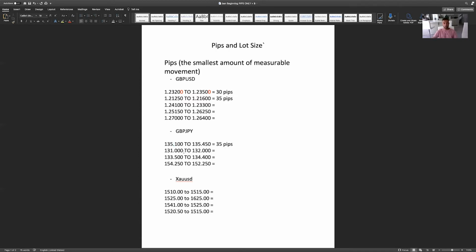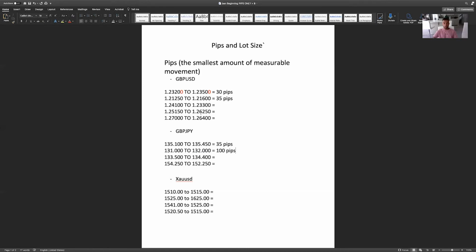All right, same thing on this one. This time we're going up a whole number. We're going from 131.000 to 132.000, and this would equal 100 pips because we are going up a whole entire number.